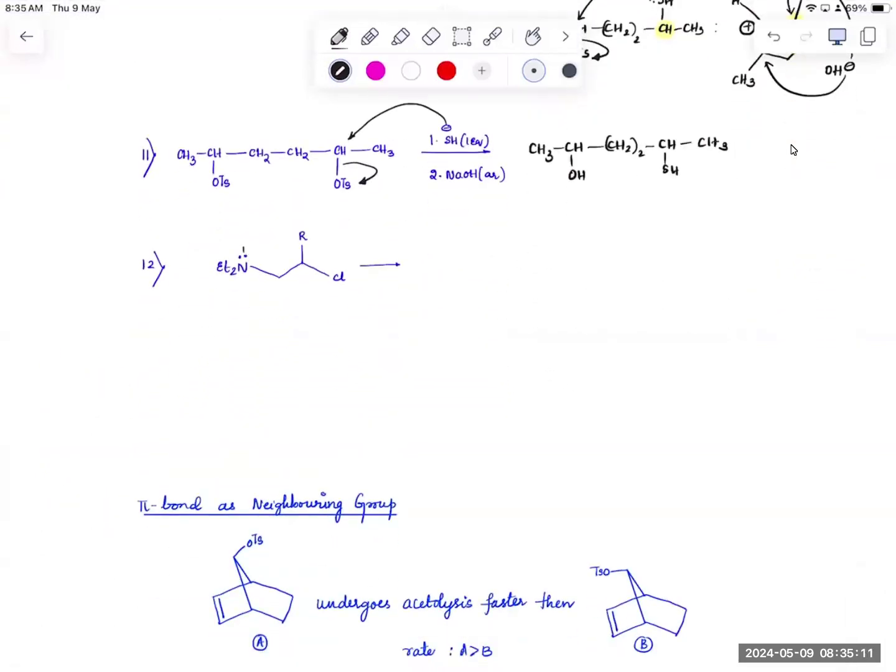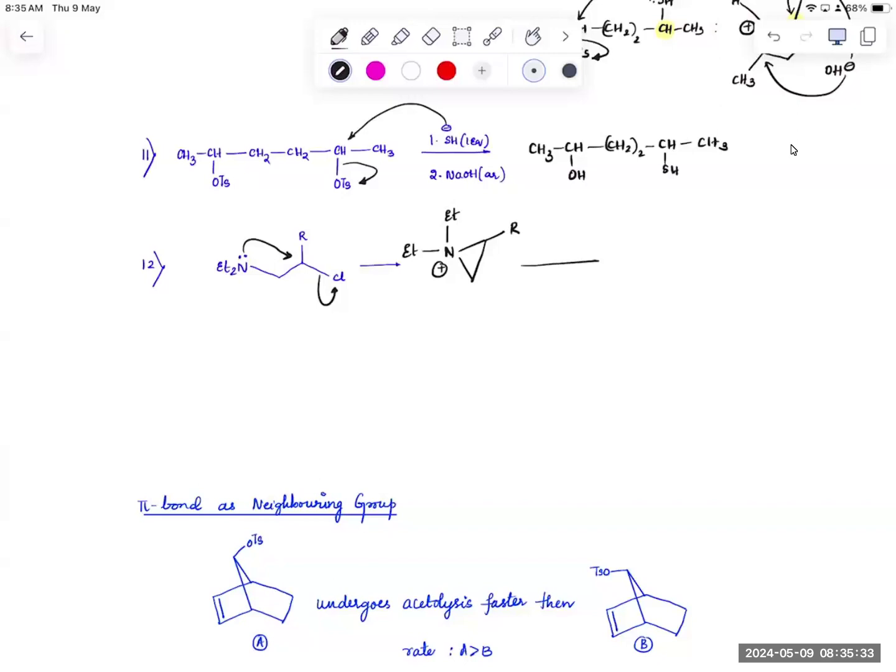12th one, you can see the lone pair on nitrogen can attack here, remove the group. So we will get nitrogen with two ethyl groups on it and also makes a bond like this with a positive charge on it. With one side we have R. Clear? This is the product you would have.